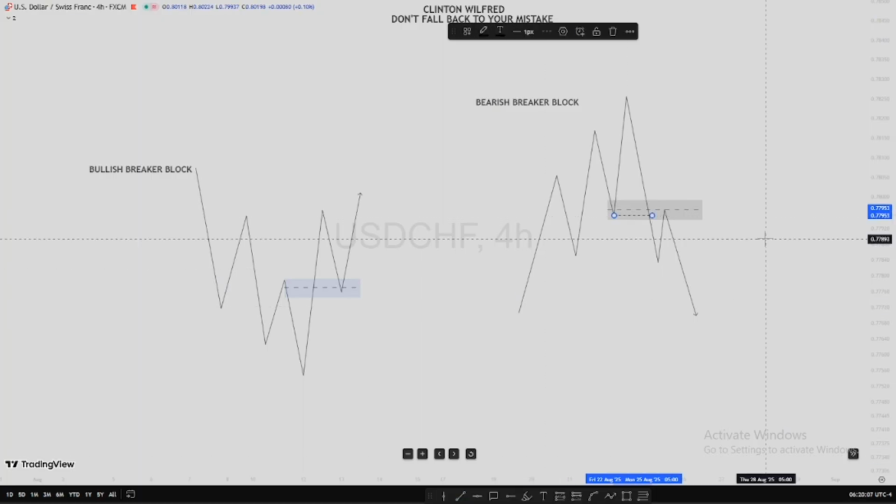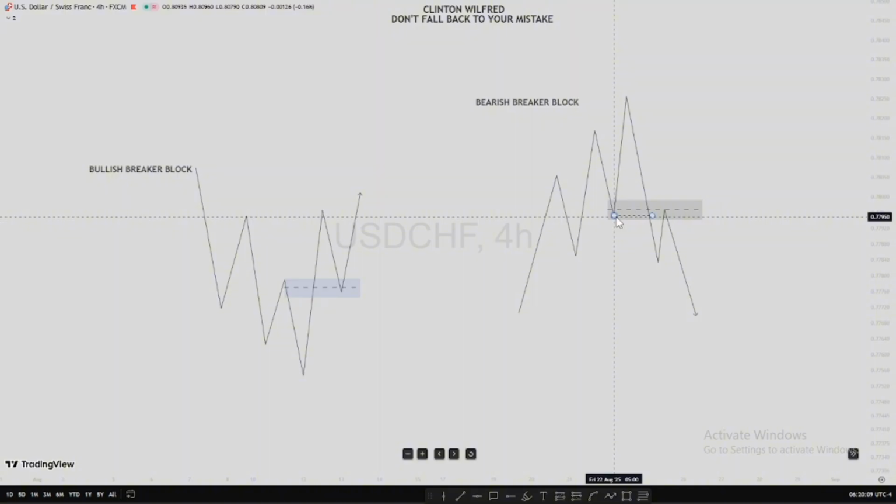So after price breaks that short-term low, known as our failed order block, you need to let price trade back to the last down close candle. For a bearish breaker block, you need to look for the last down close candle, not the last up close candle. You can observe the short-term low.